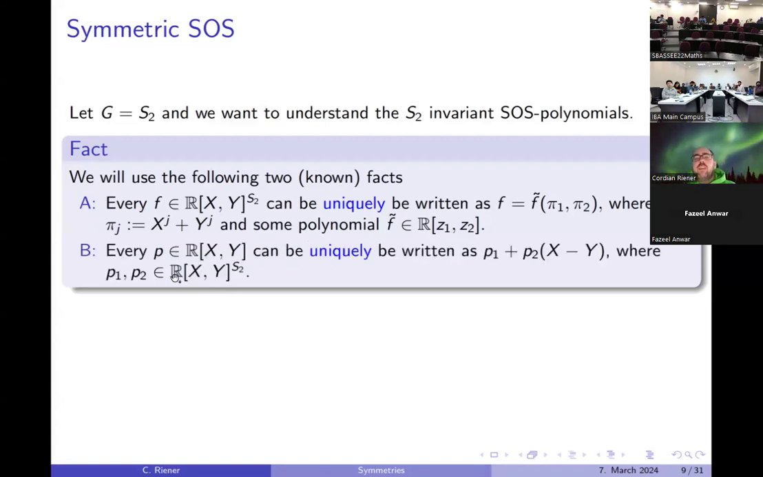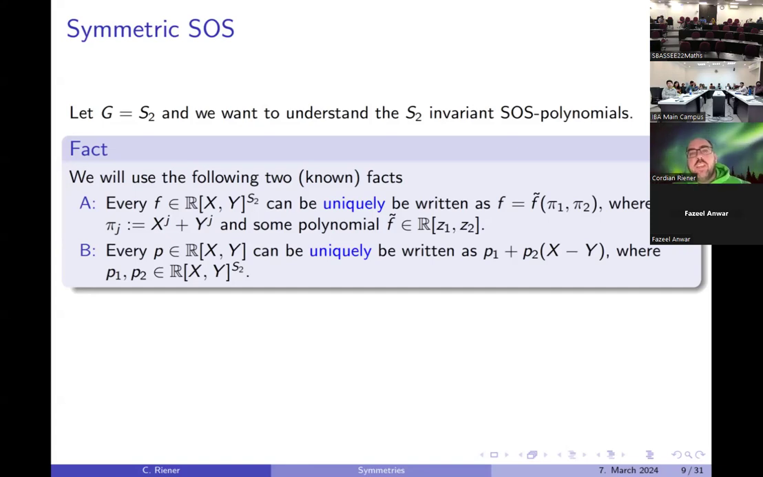And the other thing that I also briefly mentioned is that in fact every polynomial in two variables, not necessarily a symmetric polynomial, can be written in a unique way as P1 plus P2 times (x minus y), where P1 and P2 are symmetric polynomials. Okay, so these two facts we have seen in the last lecture.